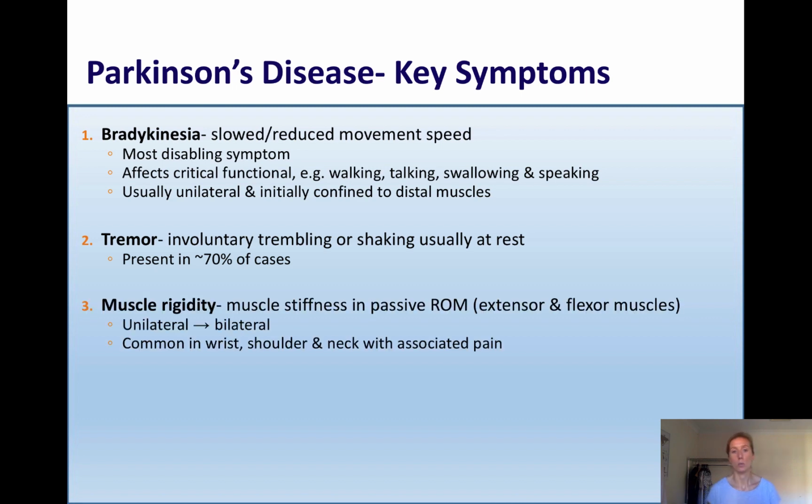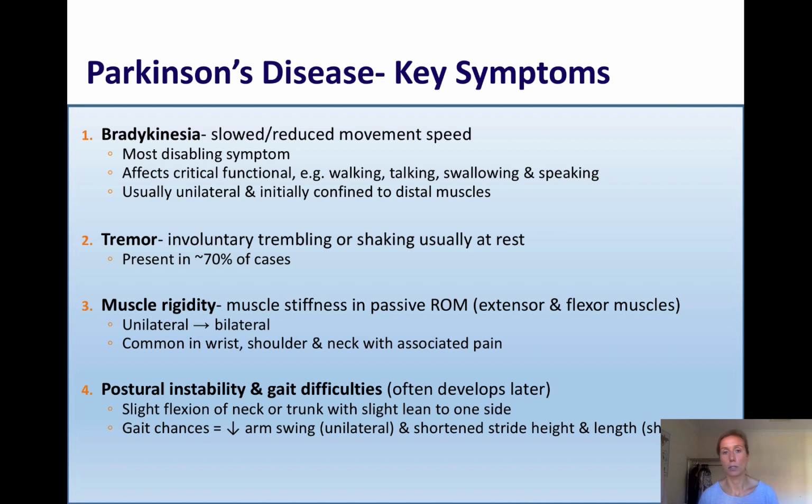Muscle rigidity as well, okay? So this is one of our key 4 symptoms. This is where we see rigid, stiff muscles in passive range of motion. It can be your extensor and your flexor muscles. Again, it typically starts as unilateral and can progress to bilateral as the disease progresses. Once more, it's common in your wrist, but it can also be in your shoulders and in your neck. And quite often there's going to be associated pain with that rigidity as well, which once more is something that's obviously going to be important for exercise prescription.